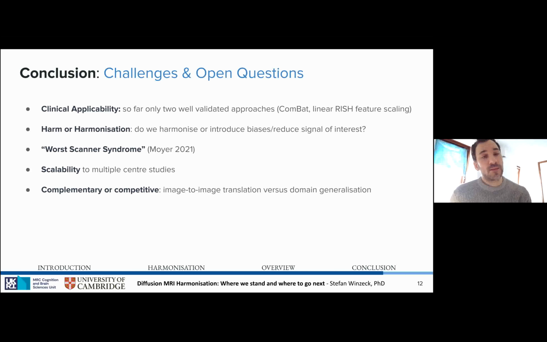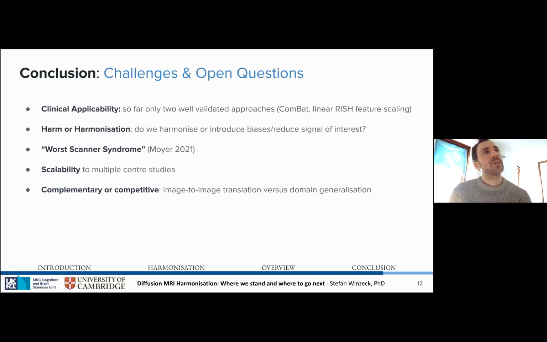One problem that is still open is how to scale this to multiple center sites. If you have like 2 sites, it's always quite straightforward, but the more sites you have, the more complex it becomes. For example, for linear RISH feature scaling, you would need to compute a scaling map for each of these different sites. And that means like 16 matched controls for all different sites. So it's probably quite complicated.